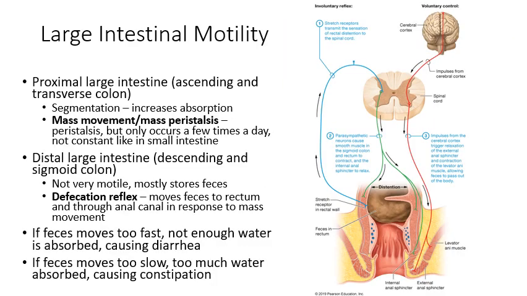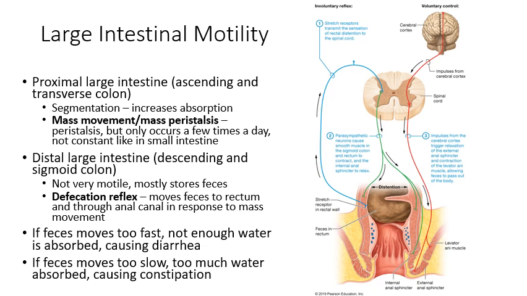And the last thing we'll talk about with the large intestine is its motility, because it's different from the small intestine. So as far as how the large intestine is moving, you can divide it into two different portions, the proximal large intestine and the distal large intestine. The proximal large intestine includes the ascending and the transverse colon. The distal includes the descending colon and the sigmoid colon.